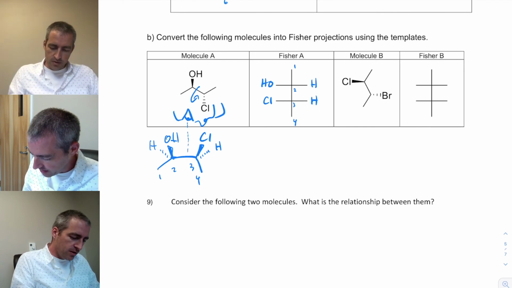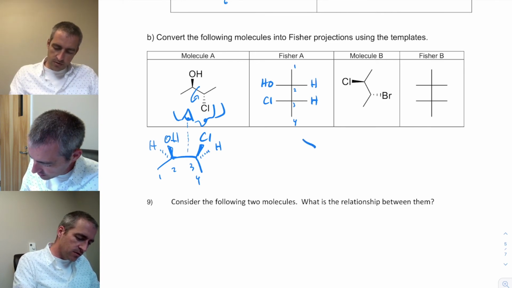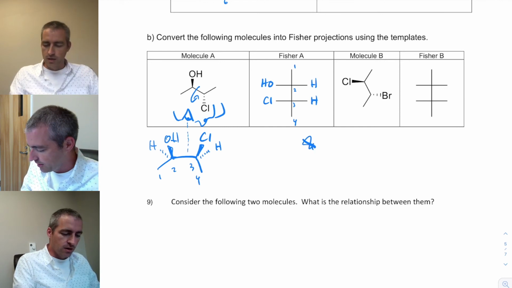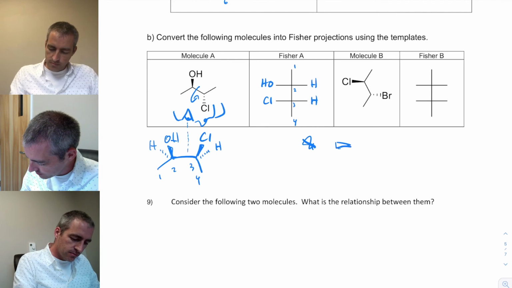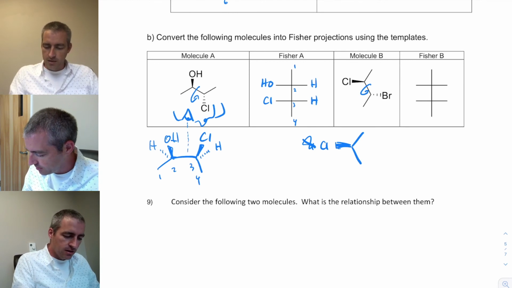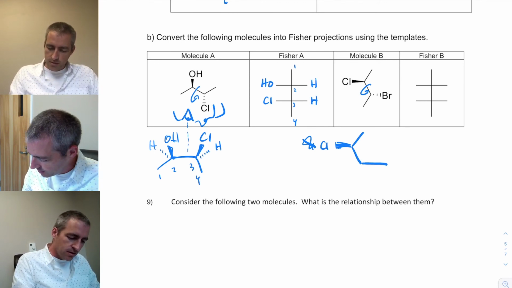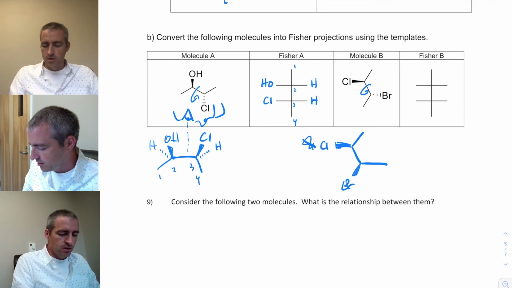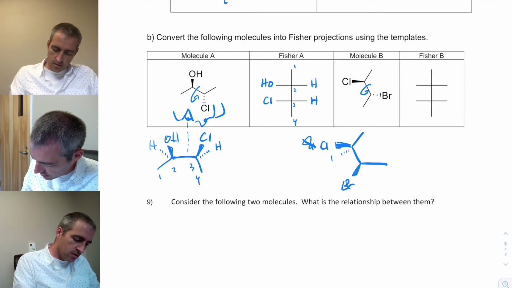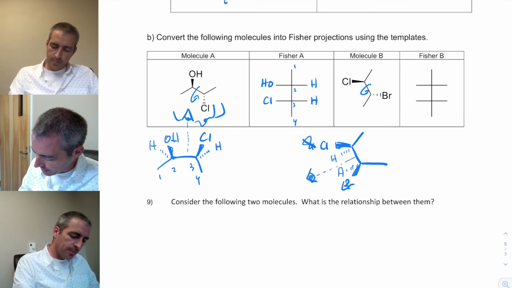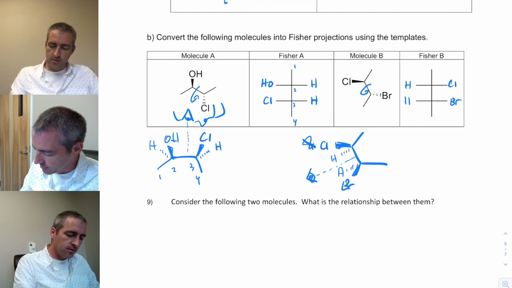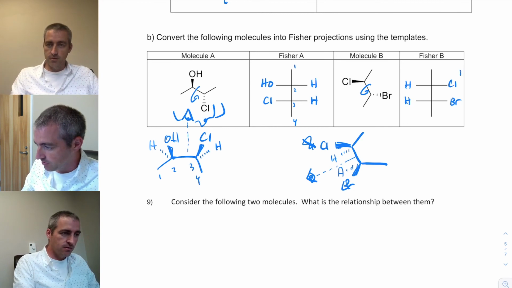Okay, molecule B, let's rotate this around a little bit too. We're going to leave the top one, and we're going to rotate the central bond around 180. So it puts the methyl over here, and that would put a bromine out. When you rotate it around, anything that's wedged becomes hashed, and vice versa. Draw our hydrogens, draw our I. Looking at the molecule, Cl is on the right, and bromine is on the left. And this is correct.